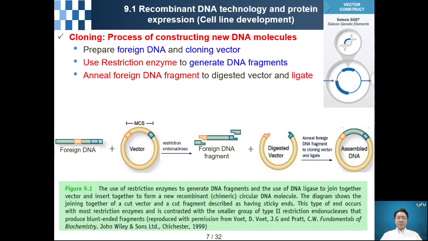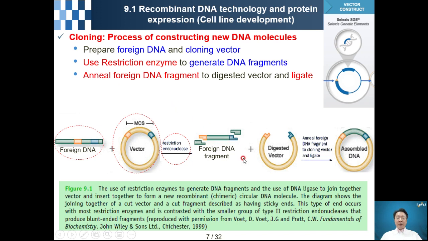In this slide, I will explain cloning. Cloning is the process of constructing new DNA molecules. This is the cloning step, starting from preparing the foreign DNA and the cloning vector. The cloning vector has the MCS, multiple cloning site. After that, use restriction enzymes to generate DNA fragments.